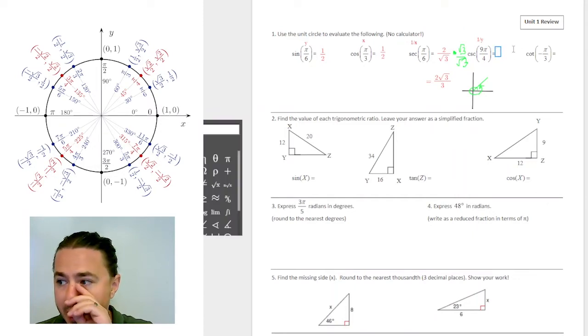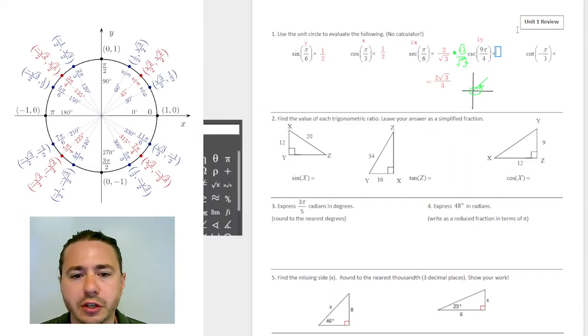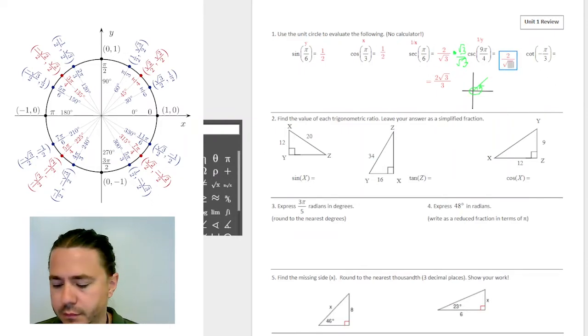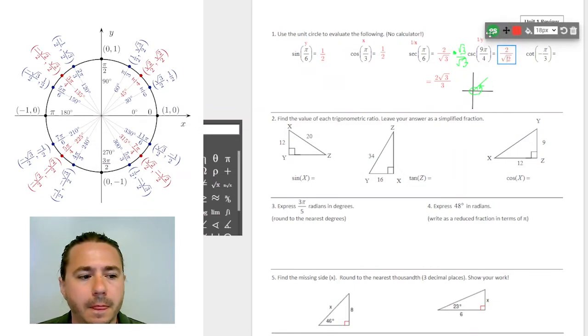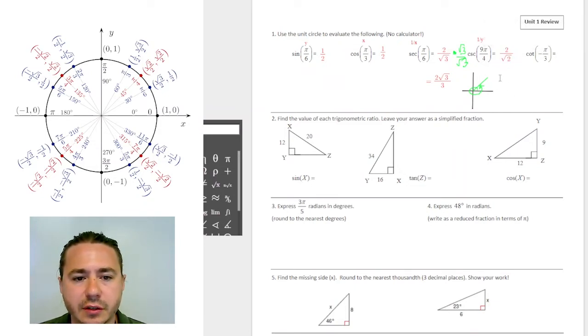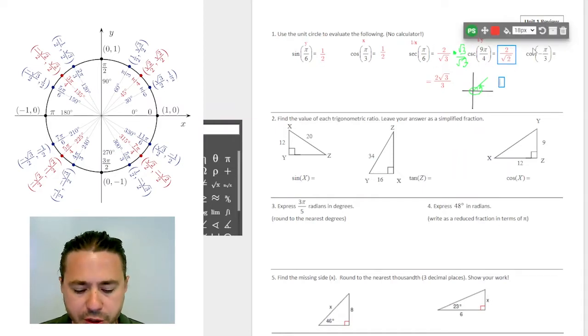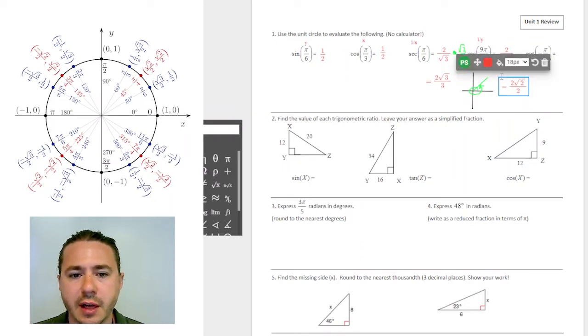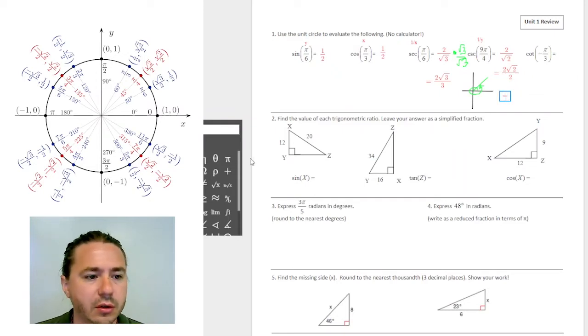So at pi over 4, our y value is root 2 over 2, so that means that the reciprocal of that would be 2 over root 2. And then we do need to rationalize that. So just like over here, I'm not going to rewrite it every time, but I need to multiply by root 2 over root 2, which gives me 2 root 2 over 2. This one can be reduced a little further because, as you can see, we've got 2 over 2, which is 1. So this is just going to equal root 2.